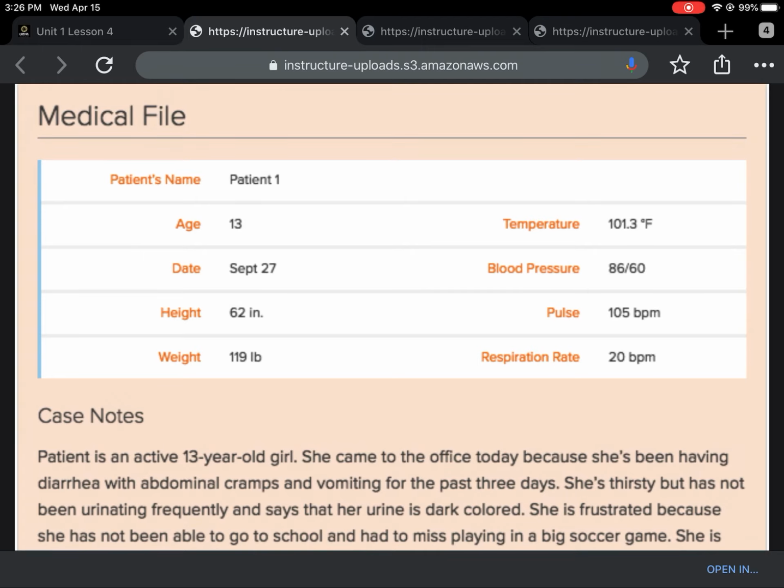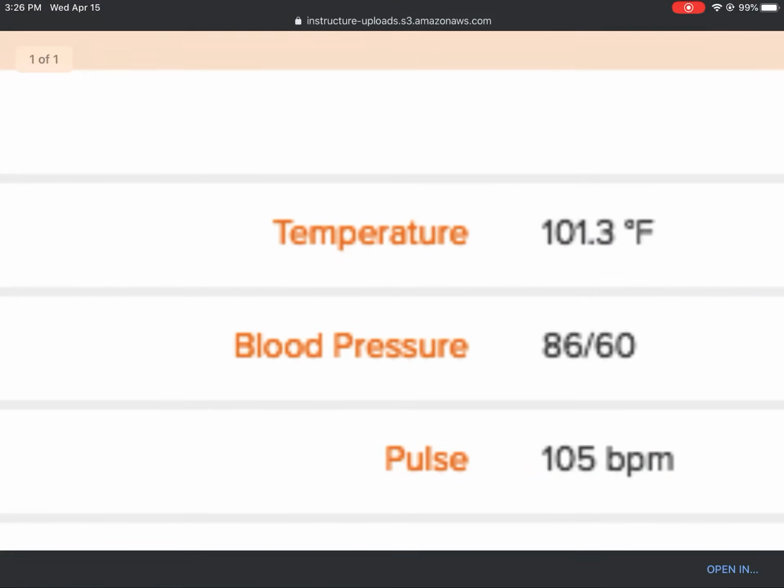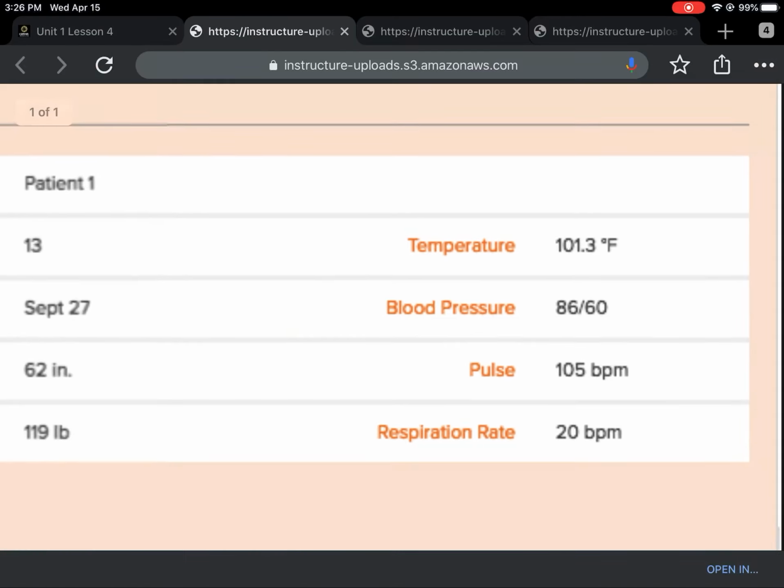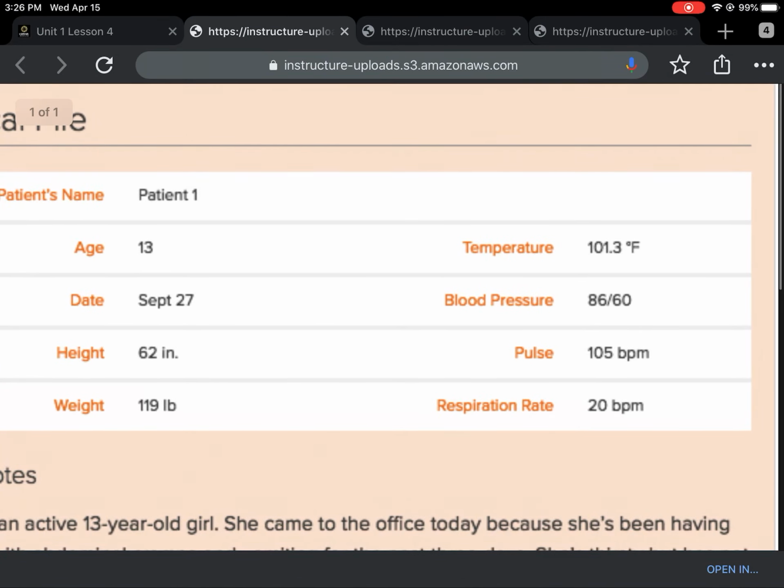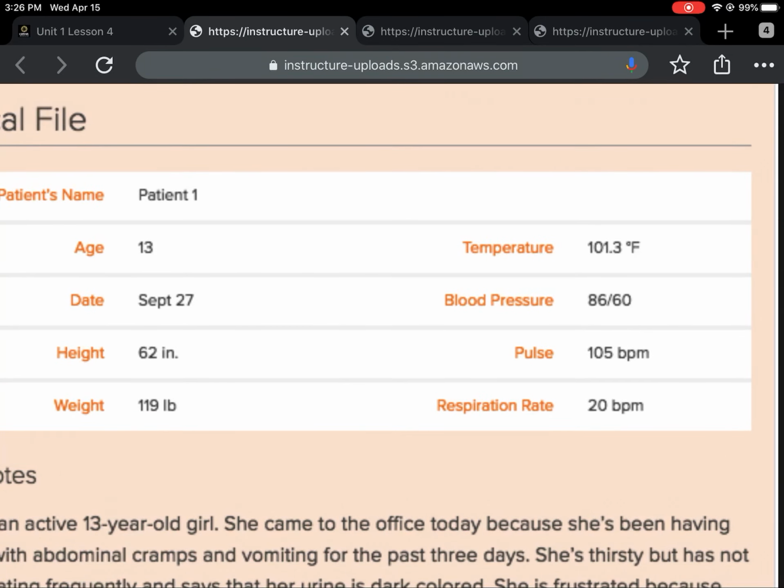And again, like we did last week, you're going to highlight in red the things that don't look normal. Obviously, a temperature of 101.3 is not normal, so let's go on and highlight that. The blood pressure is 86/60. I don't have a problem with the 60, with the diastolic number, but the systolic number, 86, is a little low. So let's go on and highlight that.